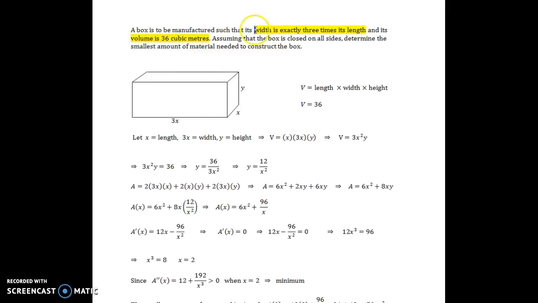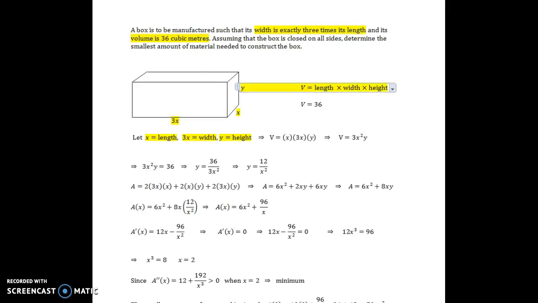Okay, so you look up here, you see width is exactly 3 times its length. So what I've done here is I've let x equal the length. So this is that term right here, x. And the width is 3 times the length, so I highlighted here, this is your width, and this is the width along here. And for the height, I simply pick y. You could pick L or W, but the height is simply y, which is this variable here.